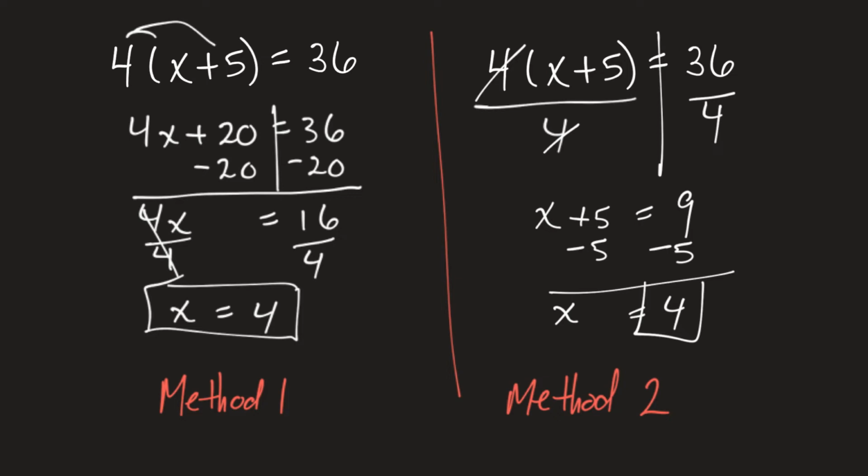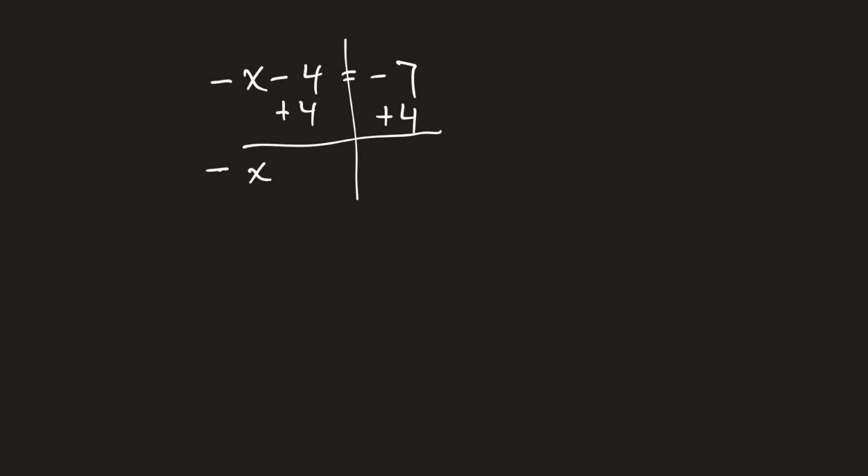Now, I want to add another item, the last type of question. Let's see, I'll have negative x minus 4 equals negative 7. How about that? Lots of negatives and minuses. Now, I guess it's still a two-step equation, but since I have 2 sides of the equal sign, I would add 4 to both sides. And you have negative x equals negative 3.